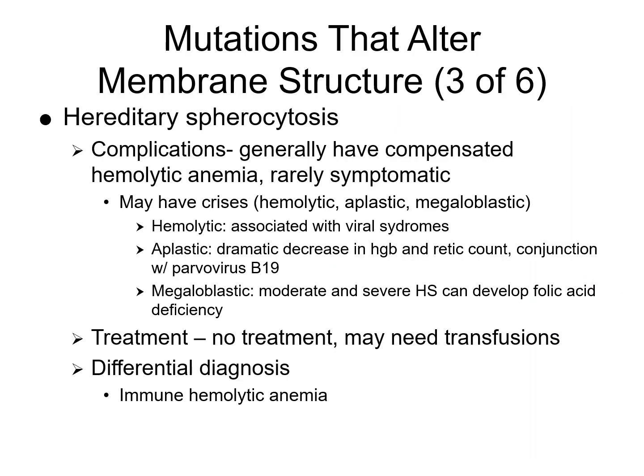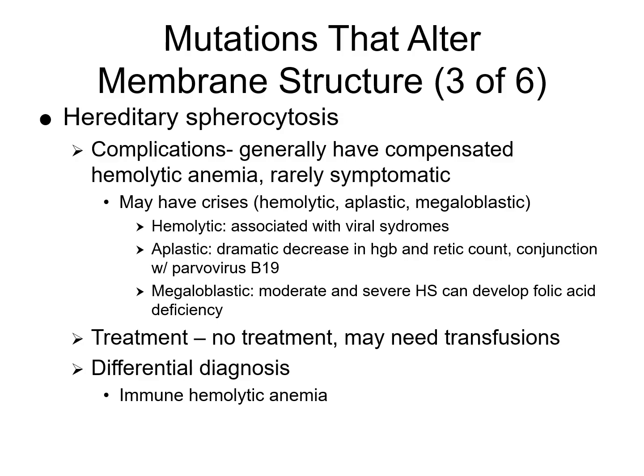Some complications for hereditary spherocytosis. Most patients have compensated hemolytic anemia and are rarely symptomatic. They may experience some symptoms during crises, and this could include a hemolytic crisis. This is often triggered by viral infections. They could have an aplastic crisis. This is something that comes on sudden and severe, and they have a severe drop in hemoglobin and reticulocyte count. And this is usually due to the parvovirus B19 infection.